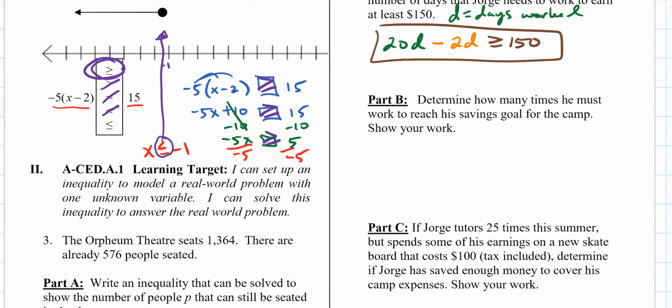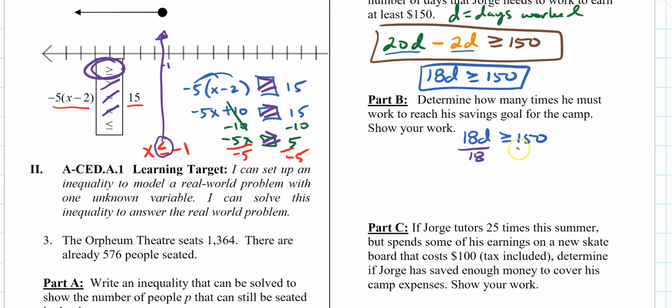Part B, determine how many times he must work to reach his savings goal for the camp. Well, our inequality, 20D minus 2D is greater than or equal to 150. Something that I could have done up here to make my life a little bit easier is combine these like terms to make it 18D is greater than or equal to 150. This would actually be a better answer for part A than the one above. I'll accept either because they're both correct. They're both proper inequalities. But now looking at part B, I'm going to use this 18D is greater than or equal to 150.